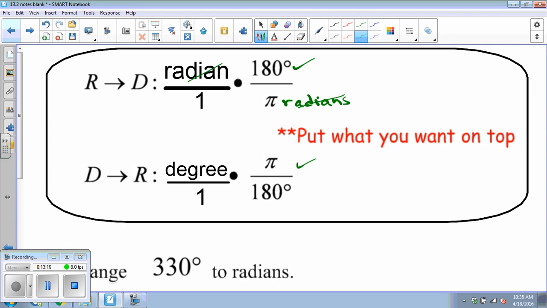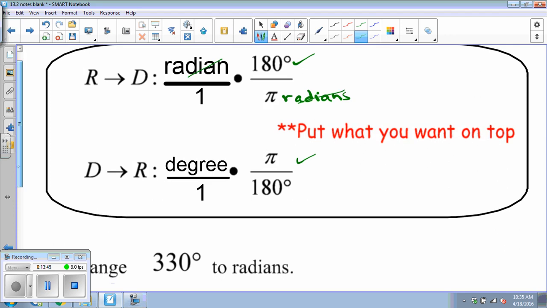Now, the first set of problems in your book has you go back and forth between the two. If you're changing it to radians, the answers in the back of your book are exact answers, meaning they leave it in terms of pi. If you actually use your calculator to multiply times pi, pi is an irrational number, correct? So you're going to have to round off, and when you round off, it's not an exact answer anymore.